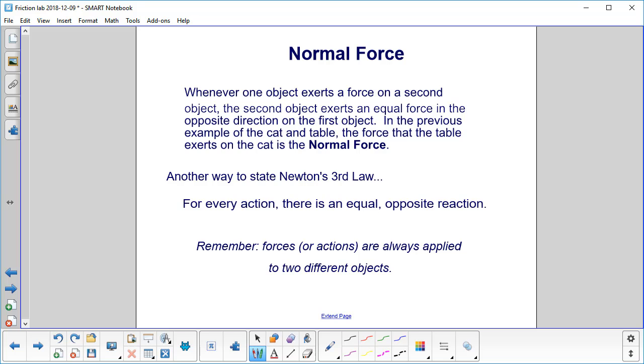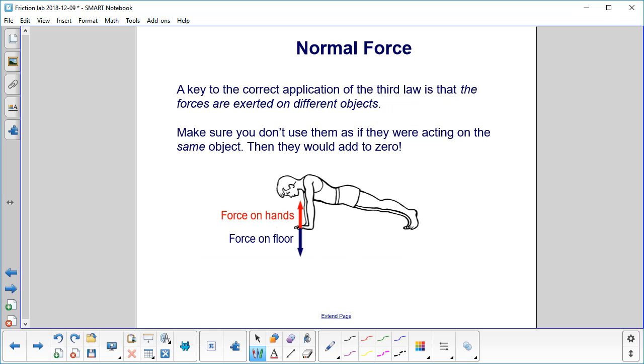Whenever one object exerts a force on a second object, the second object exerts an equal force in the opposite direction on the first object. In the previous example of the cat and table, the force that the table exerts on the cat is the normal force. Another way to state Newton's third law: for every action there's an equal opposite reaction. Now here's the key. These forces or actions are always applied to two different objects. The forces are exerted on different objects.